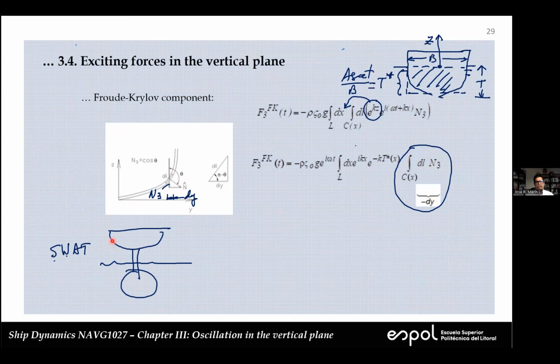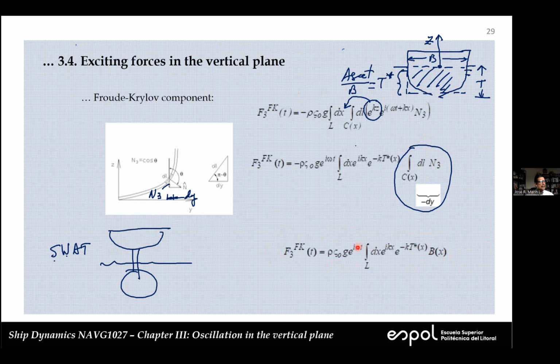So you integrate dy from one side to the other, because this is the y direction, from here to here. And basically you obtain B, the beam in the section. So this is the result for the Froude-Krylov force component.